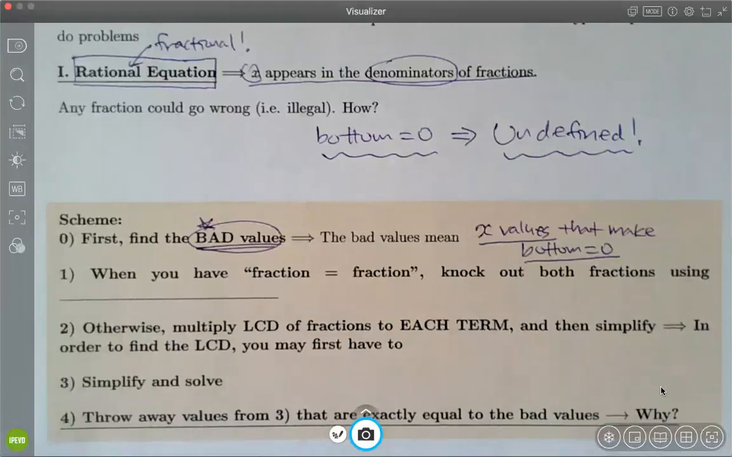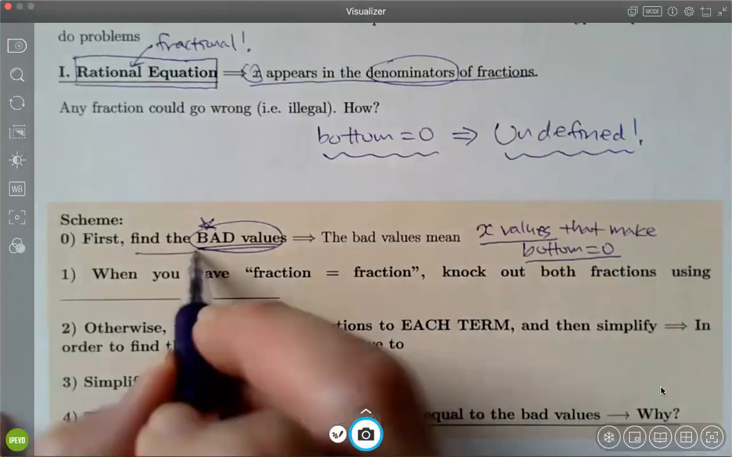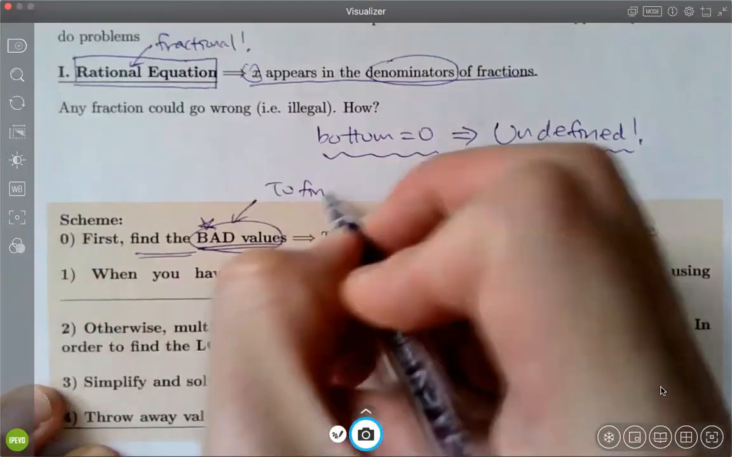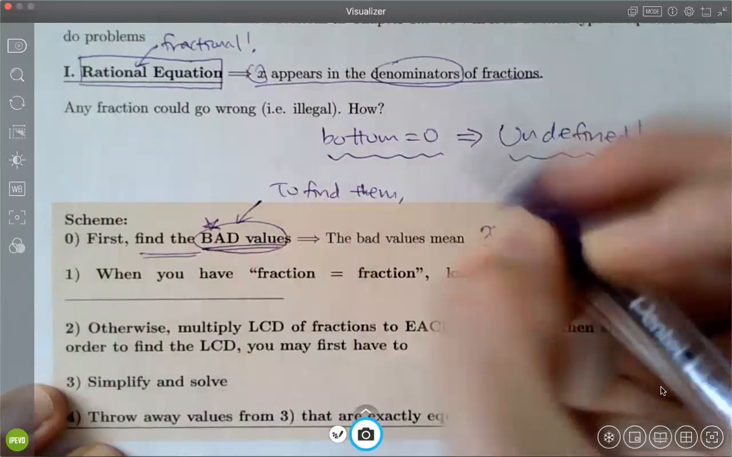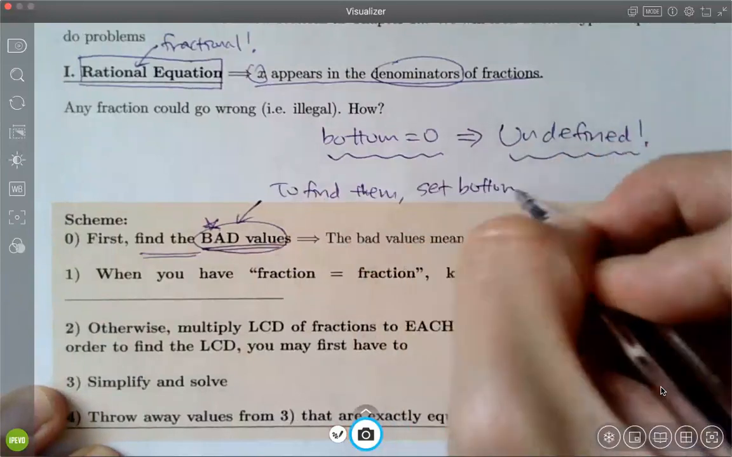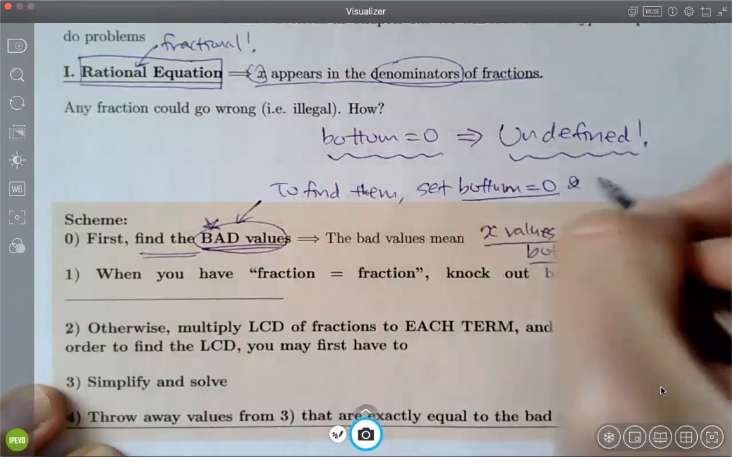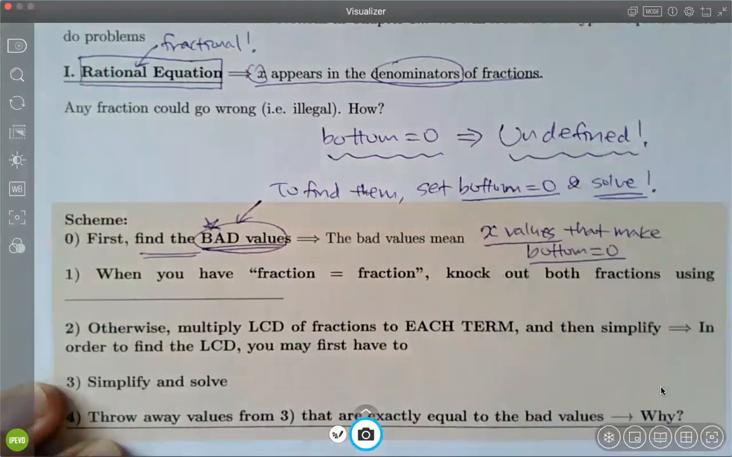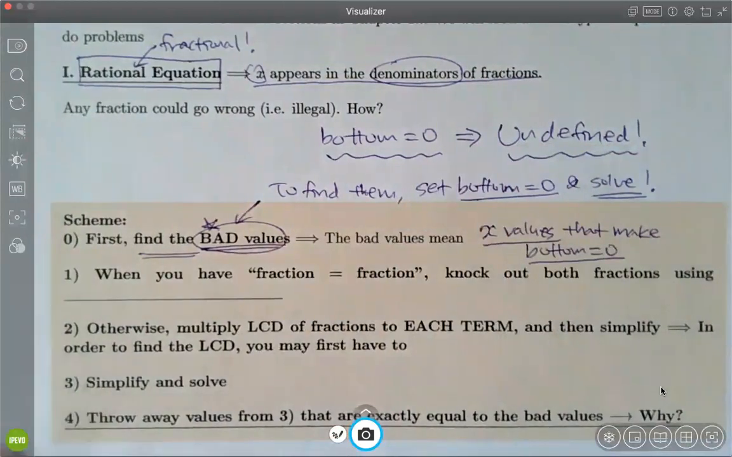So now, conversely, how do you find the bad values? Well, you have to assume the worst possible scenario, which is what? Assume the bottom was 0 and find out what kind of x values give us those bad values. So to find bad values, set denominators equal to 0 and solve. So first you have to take care of that before you try any rational equation problems.